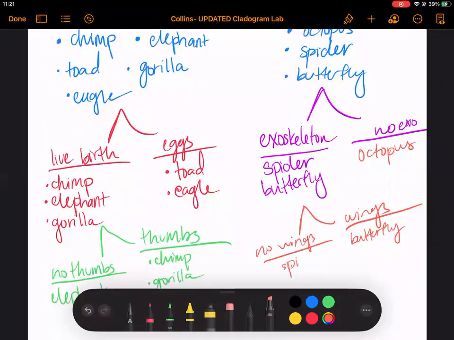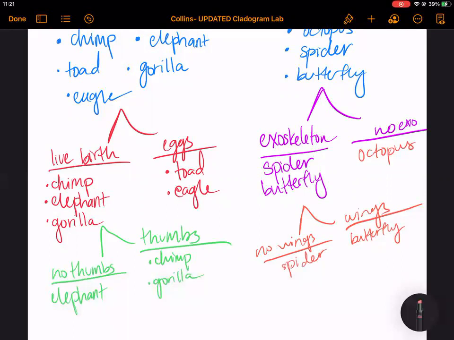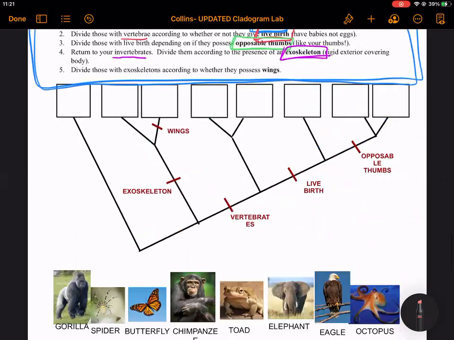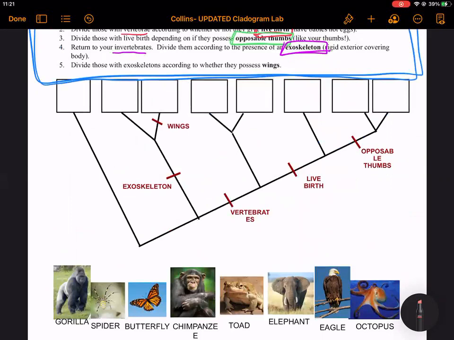So then we were told to use these characteristics and then insert the animals into our cladogram based on what traits they have in common. So amongst these animals, which one would we consider our out group? Which animal had the least in common with the rest of these species? The octopus, right? So we're actually going to put our octopus all the way over here in the corner. Now, what were our two animals that had an exoskeleton? Yep, the spider and the butterfly. We're going to put the butterfly here because it was the one that had wings.